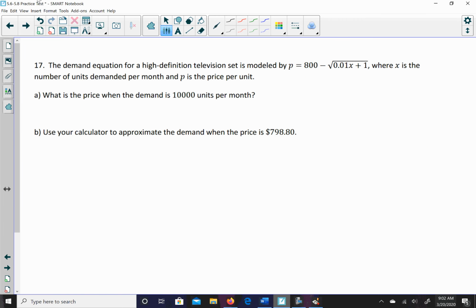Okay, the next one is a word problem. It says the demand equation for a high-definition television set is modeled by the function P equals 800 minus the square root of 0.01x plus 1, where x is the number of units demanded per month and P is the price per unit. What is the price when the demand is 10,000 units per month?